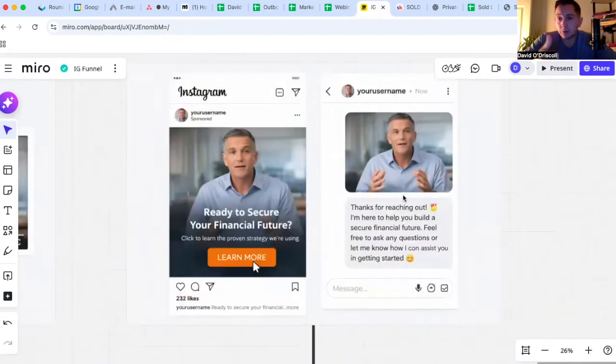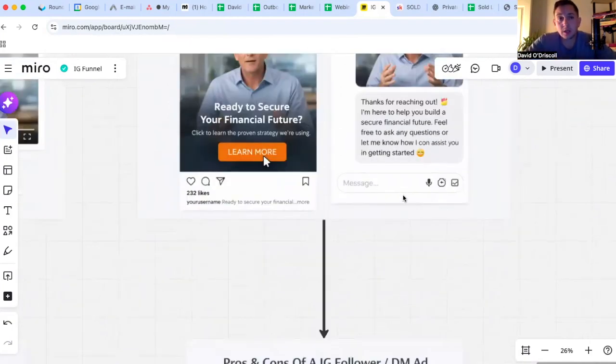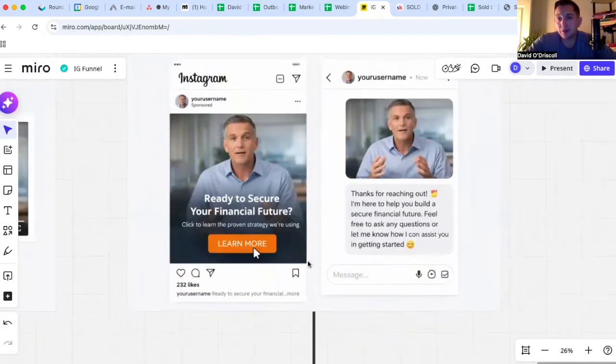Now, on Instagram, you can run a follower ad or a DM ad, straight to the point. Okay. And with that, you can get someone straight into your inbox and you can engage in a conversation. Number one, what you're going to pay for a follower or a DM is incomparable to what you're going to pay for a VSL. And if your Instagram ad is good enough and it explains enough about who you are, your product, and your service, you will get people in there that will be interested.